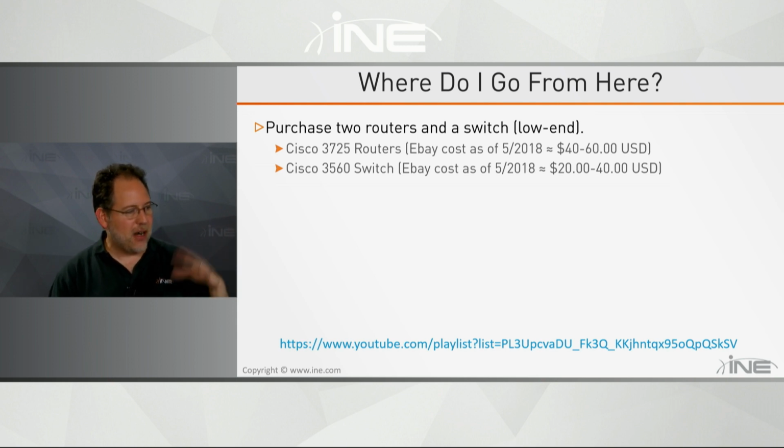So for just about $100, maybe a little bit more, you can get a little basic lab. Now, it'll probably be more like 120, 130 once you add in the cables and maybe some other miscellaneous things that you need, like a small little rack or something. But for roughly $150, you should be able to buy yourself a cheap 3-node lab, 2 routers and a switch.